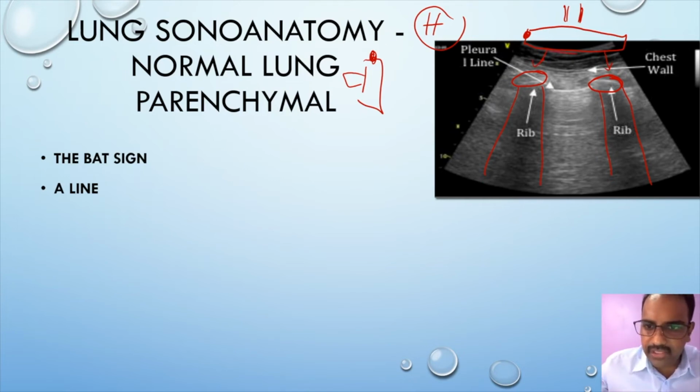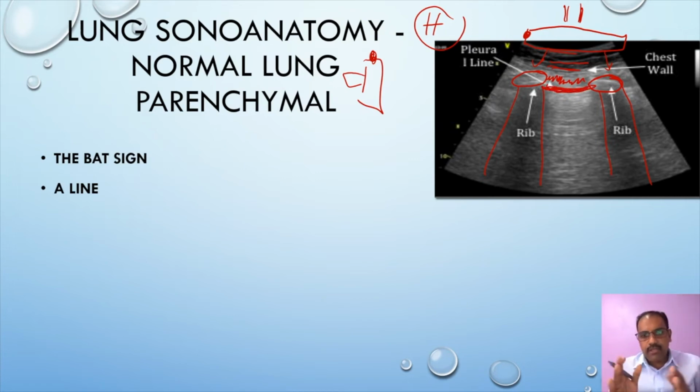And this is your skin, this is your subcutaneous tissue, and here will be your intercostal muscle, and this will be your first anatomical structure that will be picked up by your echo. That is your pleural line. That is a line of your visceral and parietal pleura. And followed by that, we are going to look at the A line.